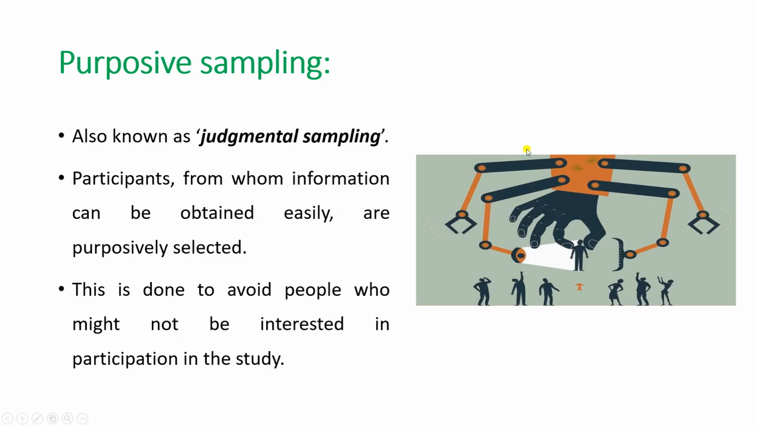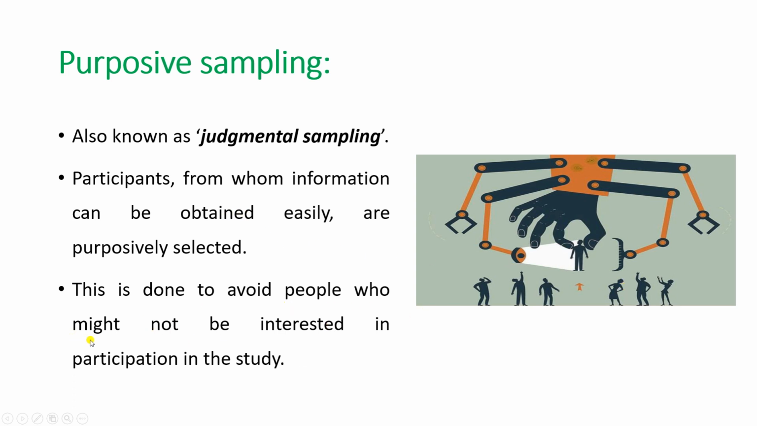Now coming to the non-probability sampling. The first one is the purposive sampling, which is also known as the judgmental sampling. Participants from whom information can be obtained easily are purposively selected. So the researcher decides who are the people from whom information can be obtained easily. These are the people who are selected for the study.